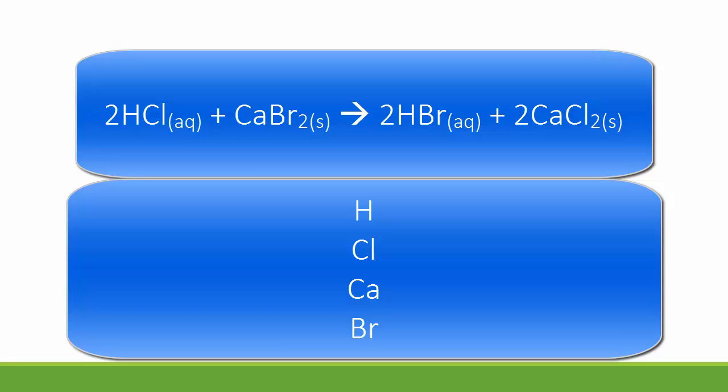Now I'm going to look to the product side. I see hydrogen, got it. I see bromine, got it. I see calcium, got it. I see chlorine, I've got it. I don't see anything else. I've accounted for the 4 different building blocks, the 4 different elements that are part of this reaction. Now I'm going to look to the reactant side and the product side and count them up and see if they match.